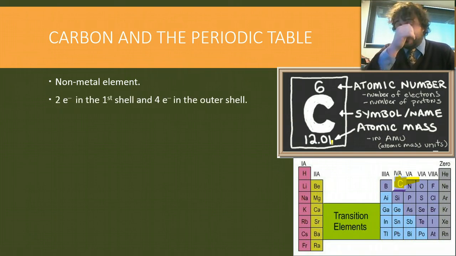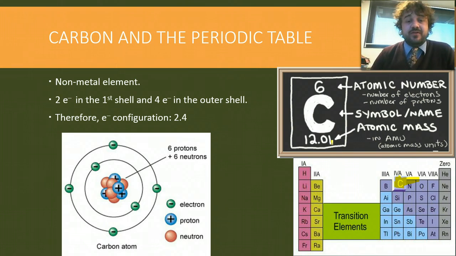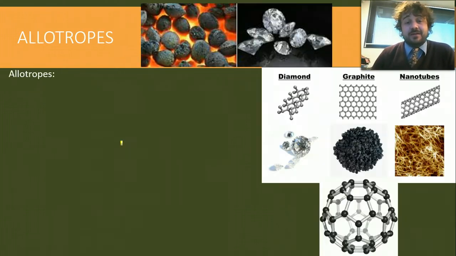Cool. It has 2 electrons in the first shell and 4 in the outer shell. Now that actually gives it a very weird valency. It gives it a valency of ±4, so it's got a bit of variability in how it reacts. So its electron configuration is 2, 4. Pretty straightforward. And here we see it. So here are the 4 valence electrons, and that's a neutral carbon atom.